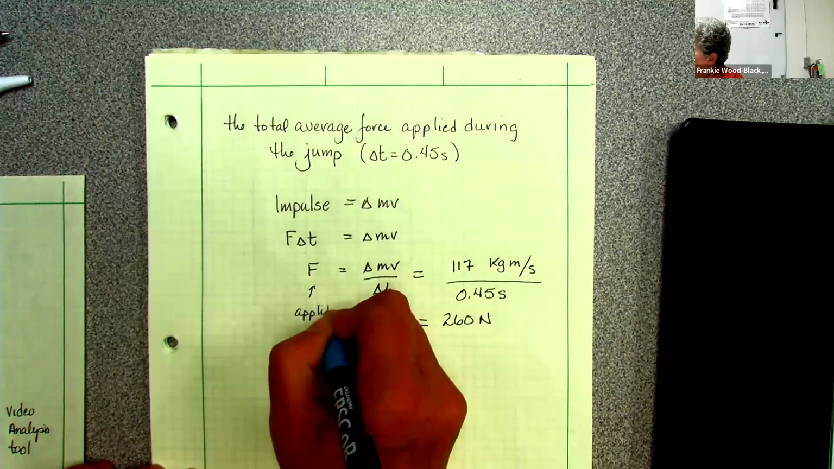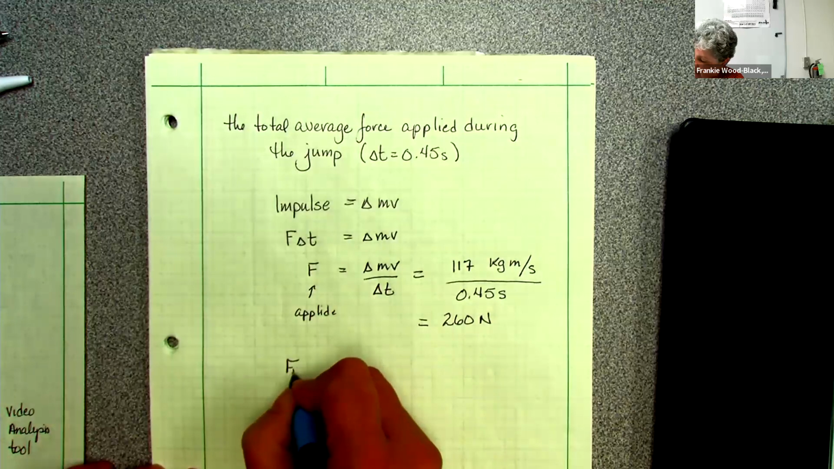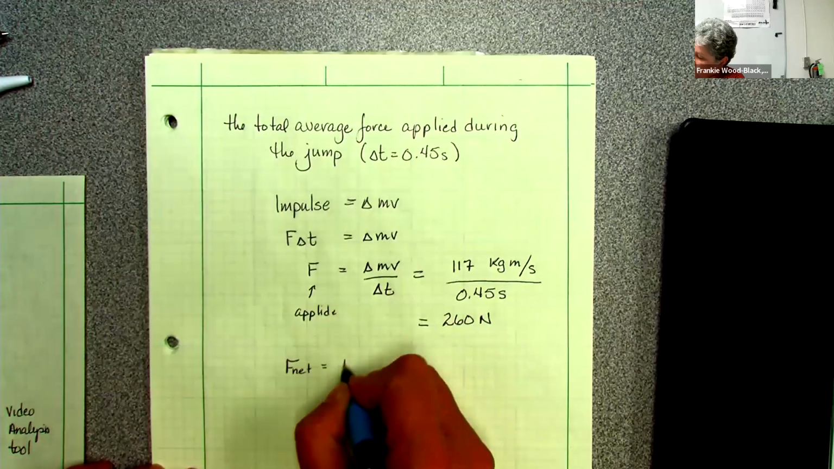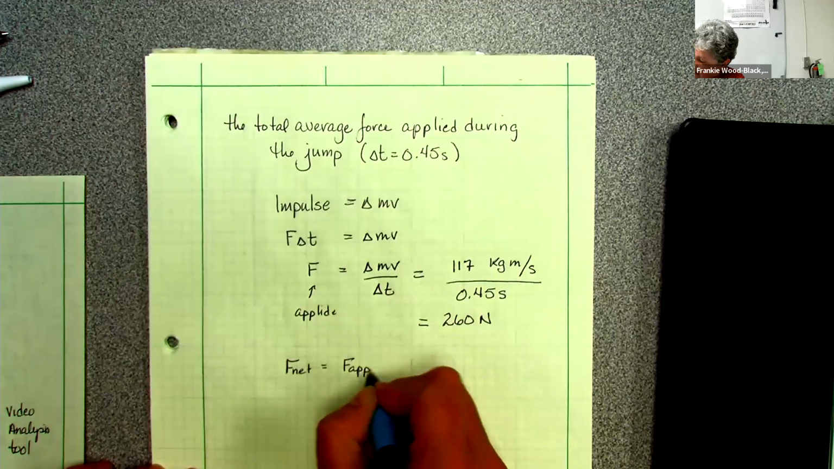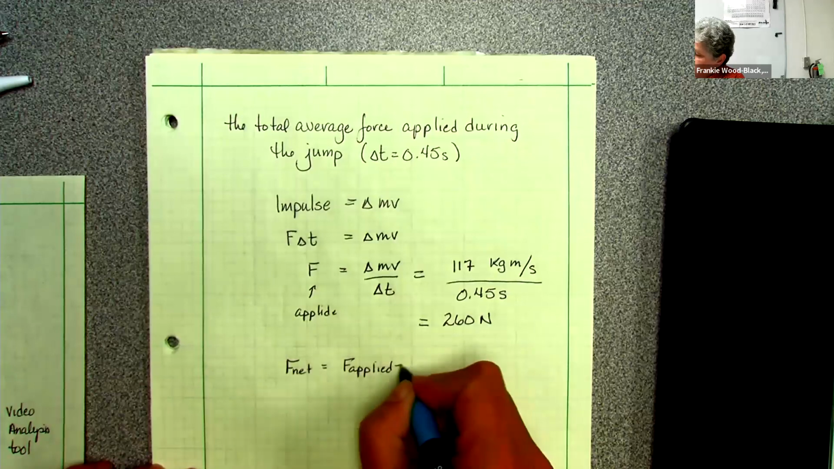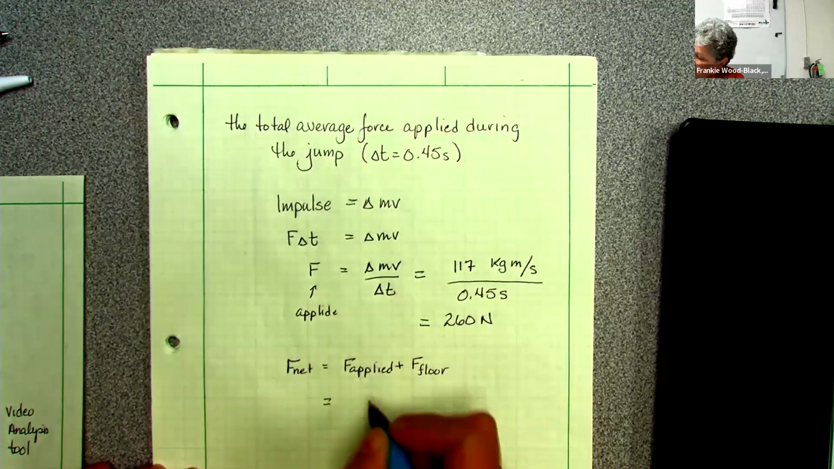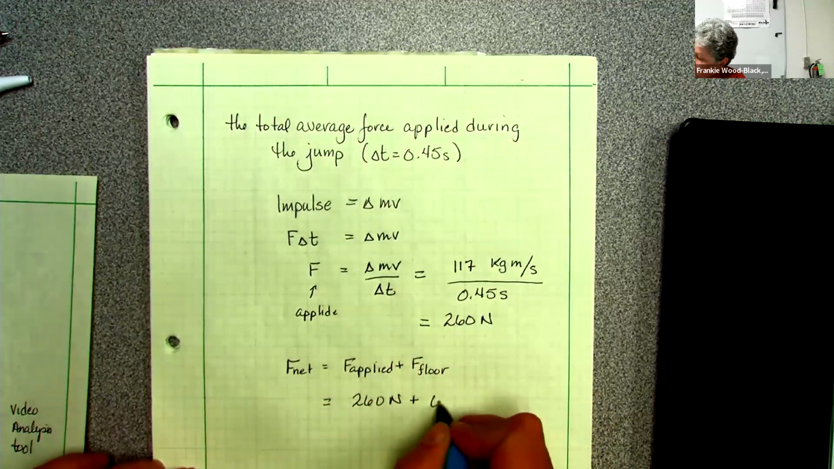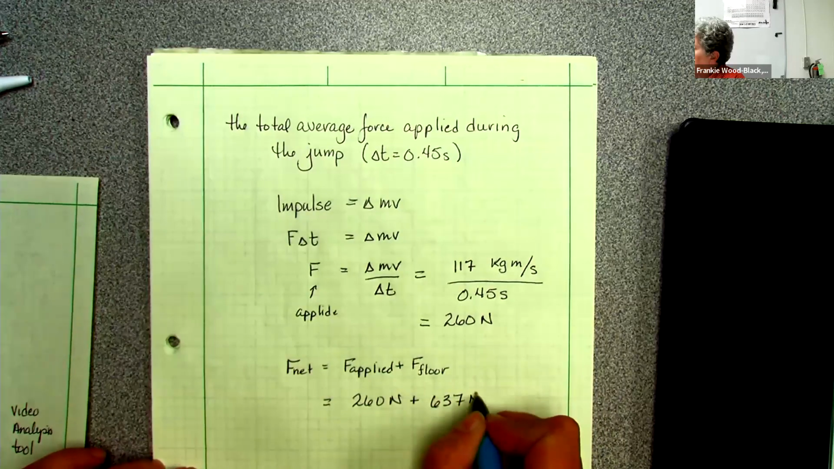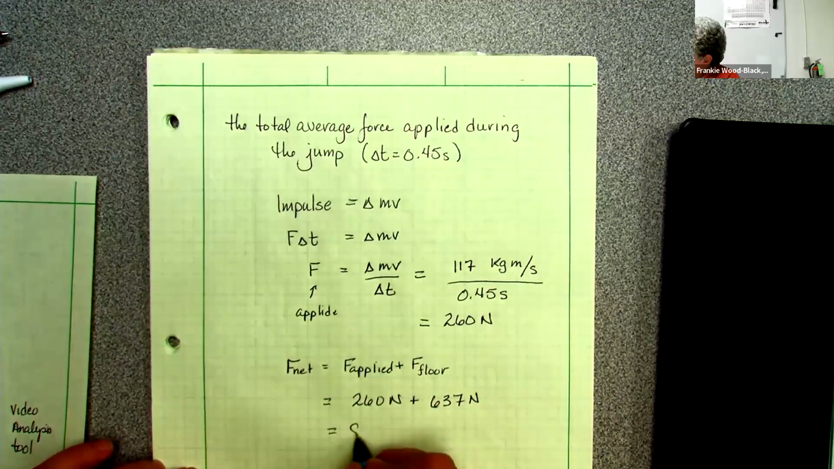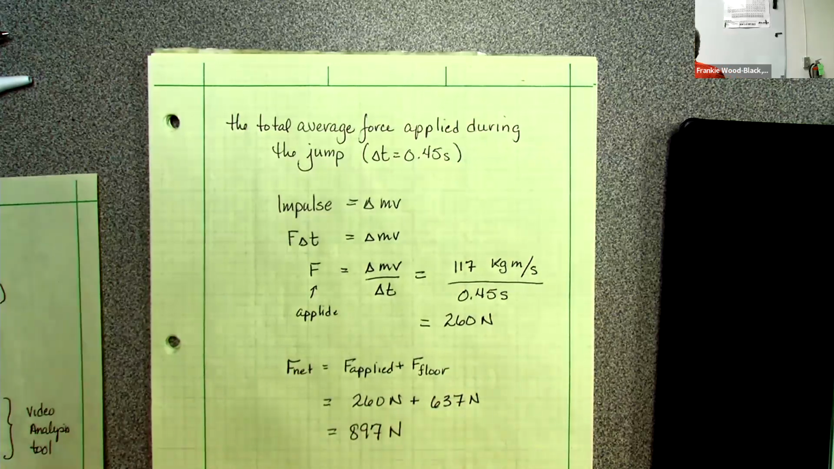And if we want to know the net force that happens, that's going to be my force applied plus the force due to the floor. And now I've got 260 newtons plus my force on the floor, which is 637 newtons. So this is going to give me 897 newtons, which would be that average jump that we had happen.